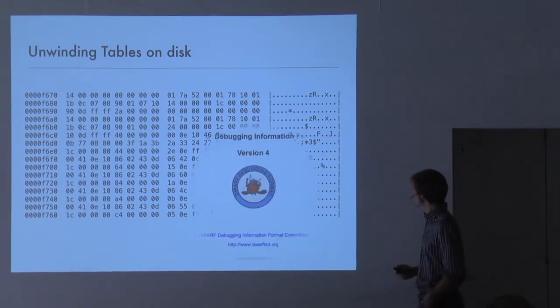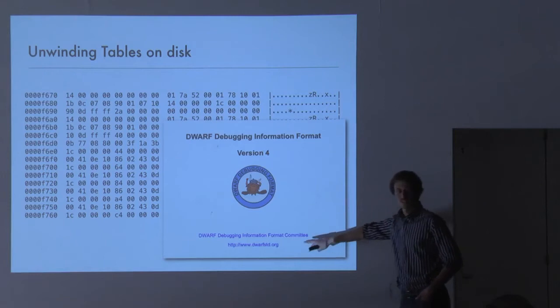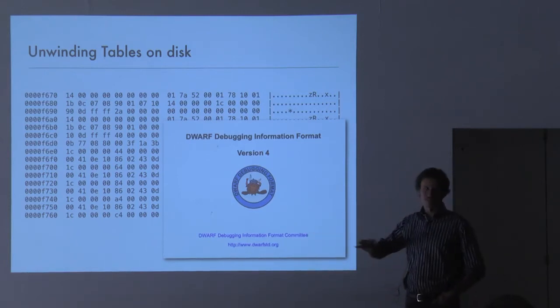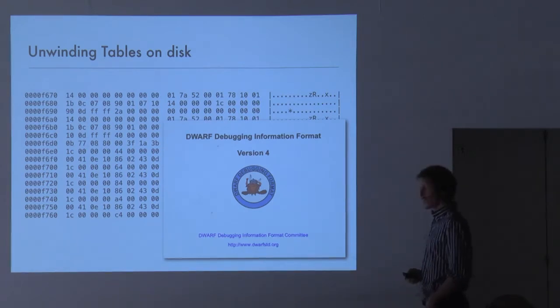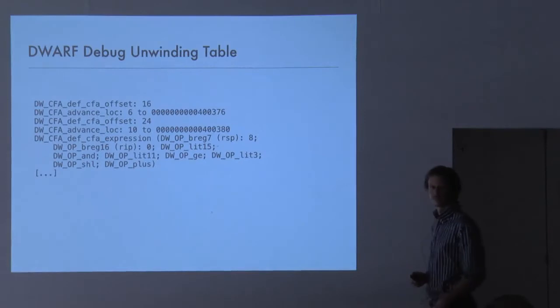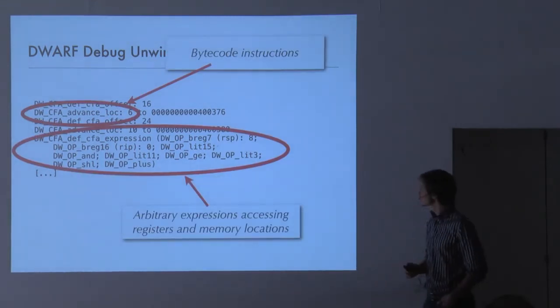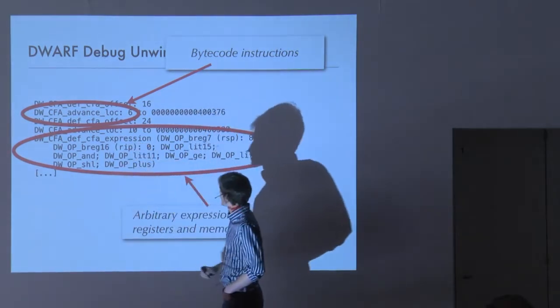Very easy. We go back to the standard, the DWARF debugging information format version 4, freely accessible. And it explains how to parse stuff. It is a bit of a weird format, but yeah, parsable. And do we get the tables? No. We get this. What do we have here? This is bytecode instructions: advance loc, compute expression, do something else.